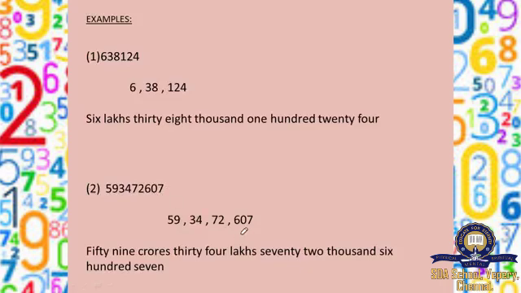The next problem, 59347607. After ones period, that is 607. 7 is in the ones place, 0 in the tens place, 6 in the hundreds place. So this is the ones period. We will insert a comma here. Then 1000, 10,000 is a thousand period. So we will insert a comma. Lakh and 10 lakh, lakhs period. We will insert a comma. This is crore, 10 crore. So the number will be read as 59 crores 34 lakhs 72,607.